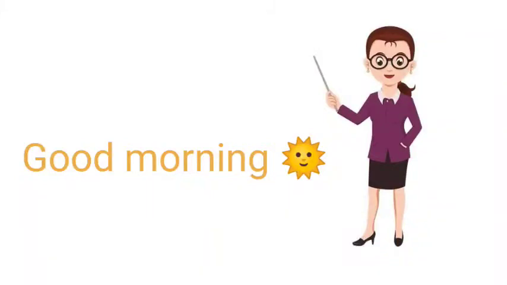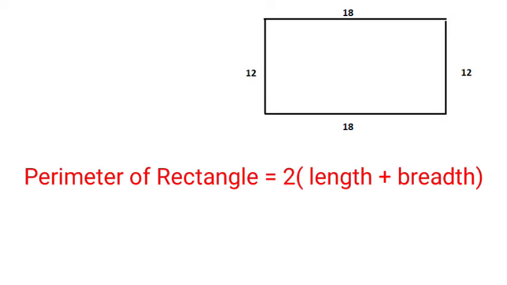Good morning, students. In the last video we saw the formula to find the perimeter of a rectangle, that is twice length plus breadth.